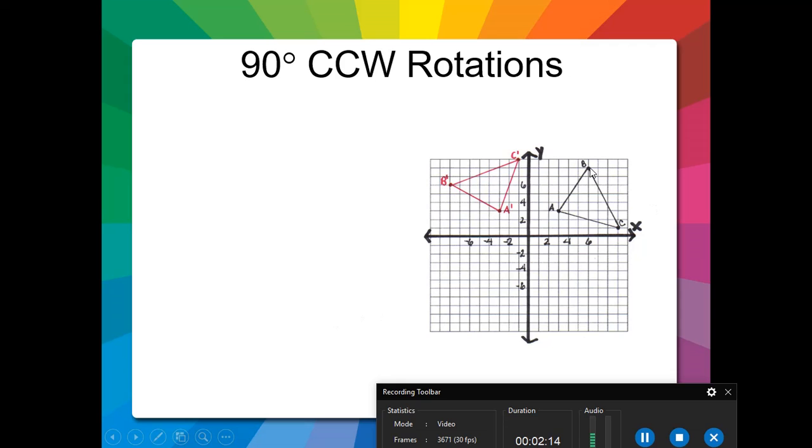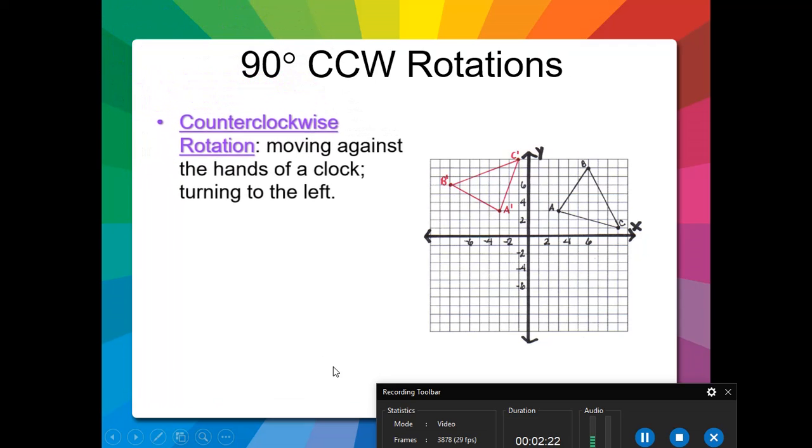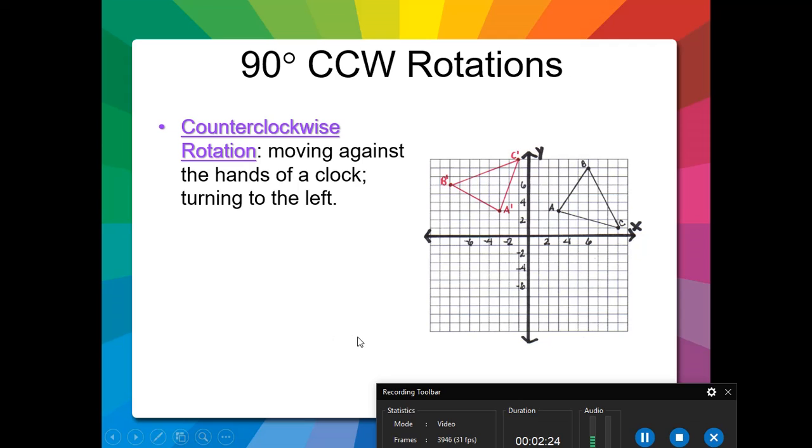In my image, I have the triangle ABC in black, and it was rotated 90 degrees counterclockwise. If you recall, counterclockwise is moving against the hands of the clock. So basically, I'm turning to the left. So it looks like the triangle in black was turned to the triangle in red. When you turn 90 degrees counterclockwise, that is the normal direction that we rotate in math. So we're going to abbreviate that with a positive 90 because we're going in the correct direction.